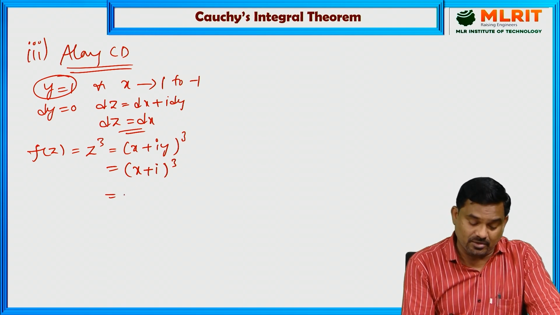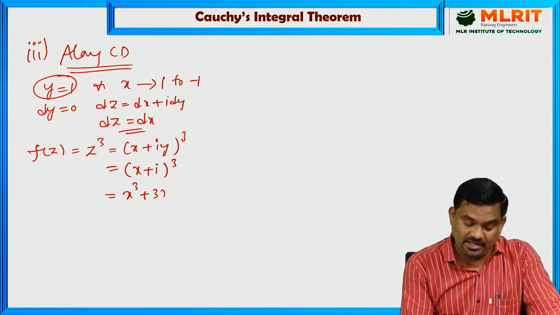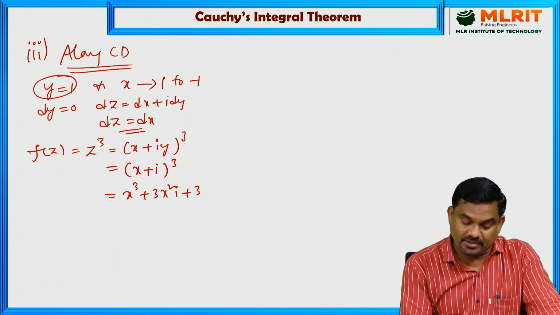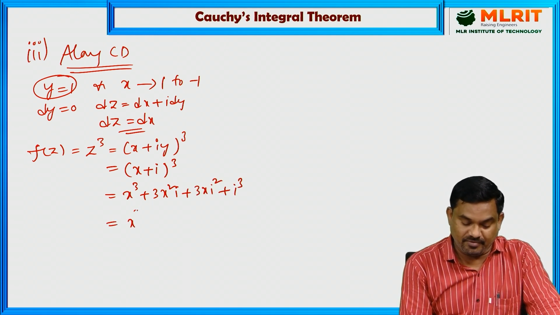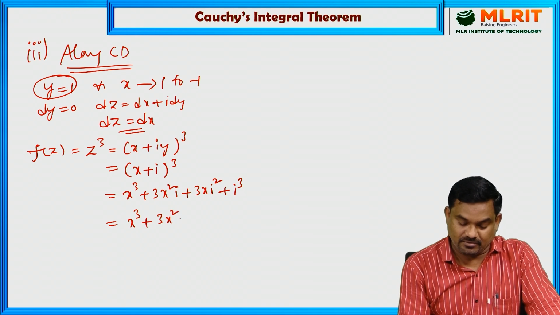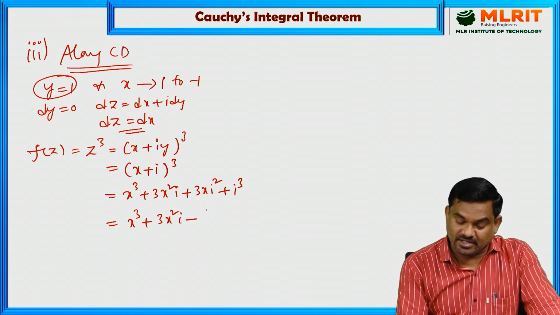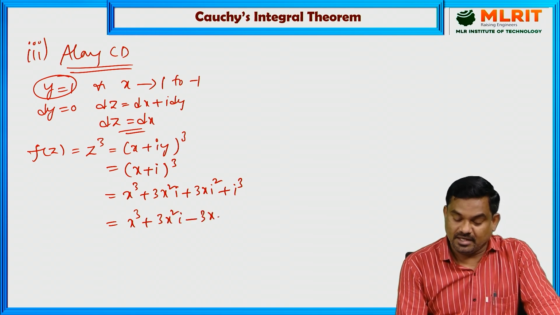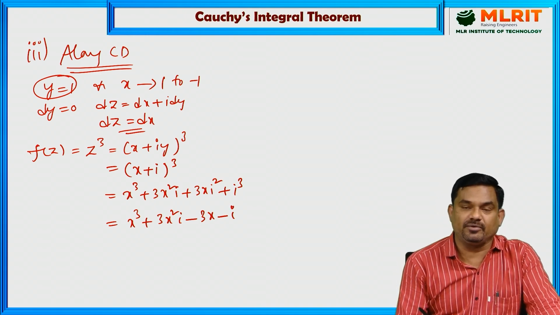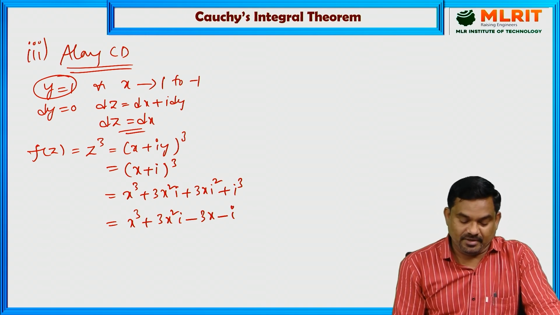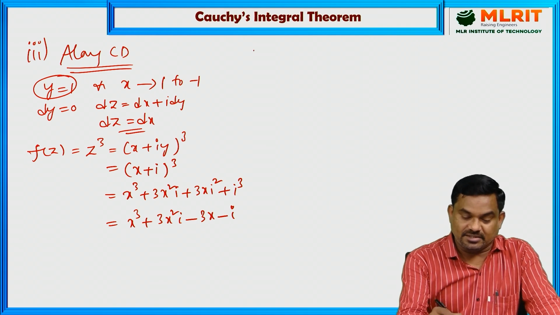Again a plus b whole cube: a cube plus 3a square b plus 3ab square plus b cube. By simplifying this, we get x cube plus 3x square i, then 3x i square is minus 1, so minus 3x, and here minus i, since i cube can be written as i square into i, and i square is minus 1. So we need to integrate this.